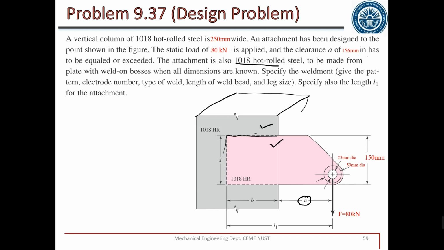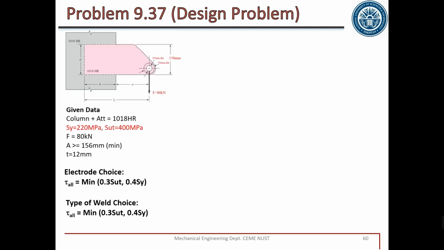What we need to calculate: we need to give an electrode type, type of weld, length of bead, all the things that we have already done. And also we need to give a length L1. Length L1 means this value is not given, so we have to assume some values to get the final values. So this is the given data.